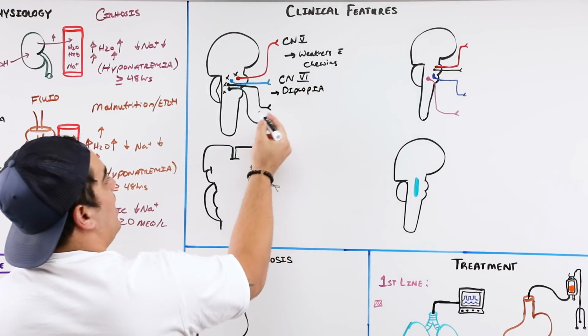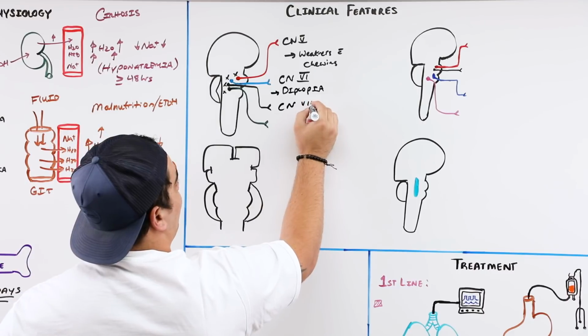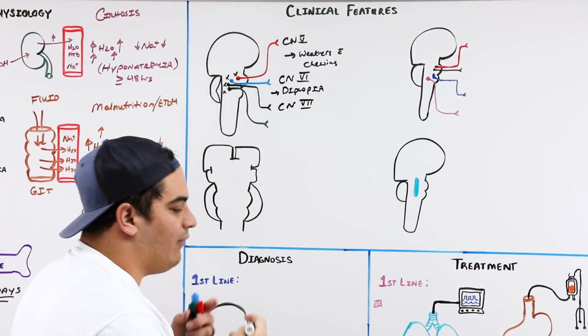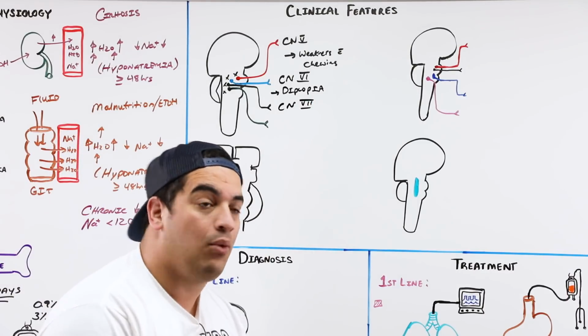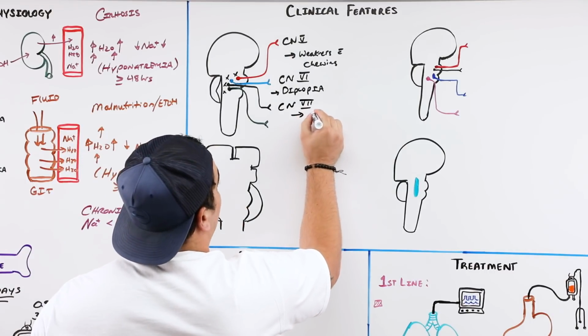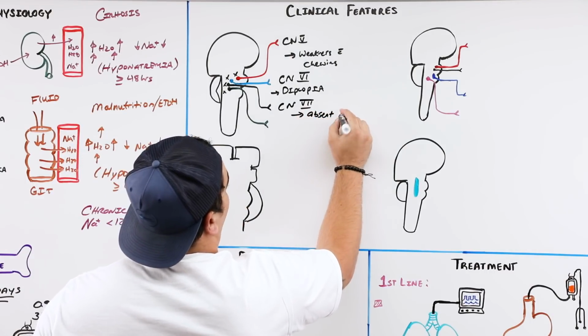All right, what's the next one? The next one is the facial nerve, cranial nerve 7. Now cranial nerve 7 is involved with facial expression. So if you hit that one, you can potentially develop absent facial expressions.